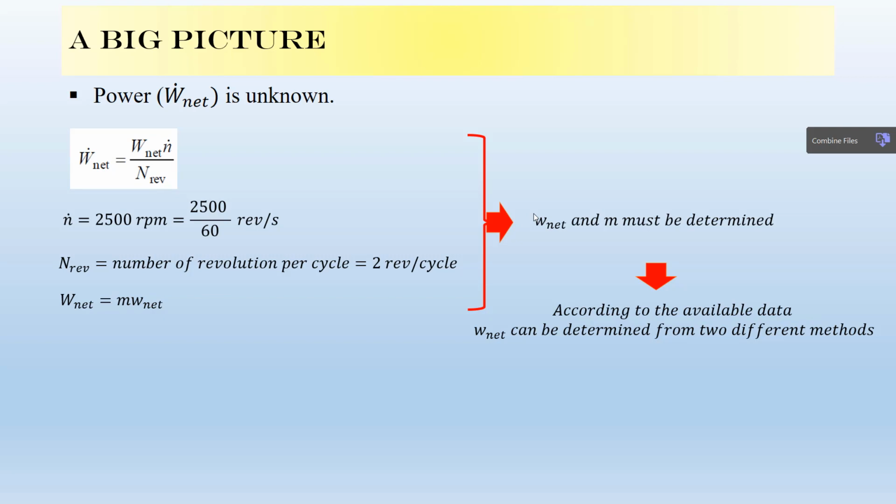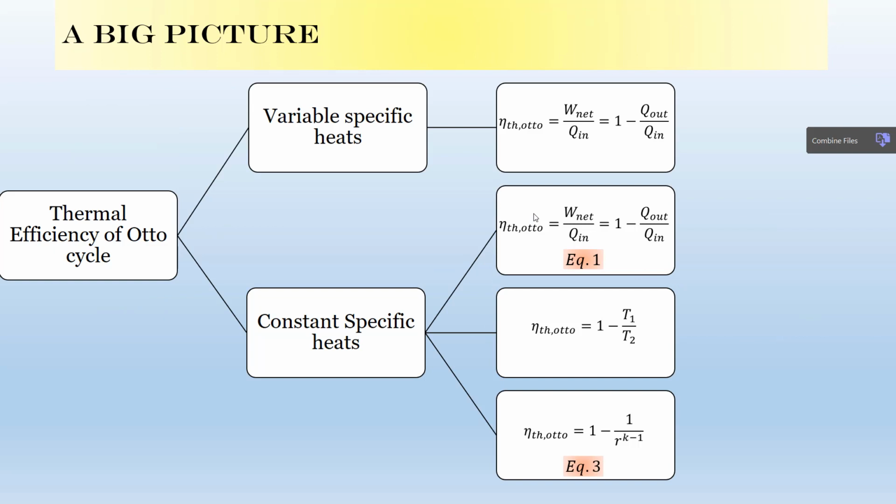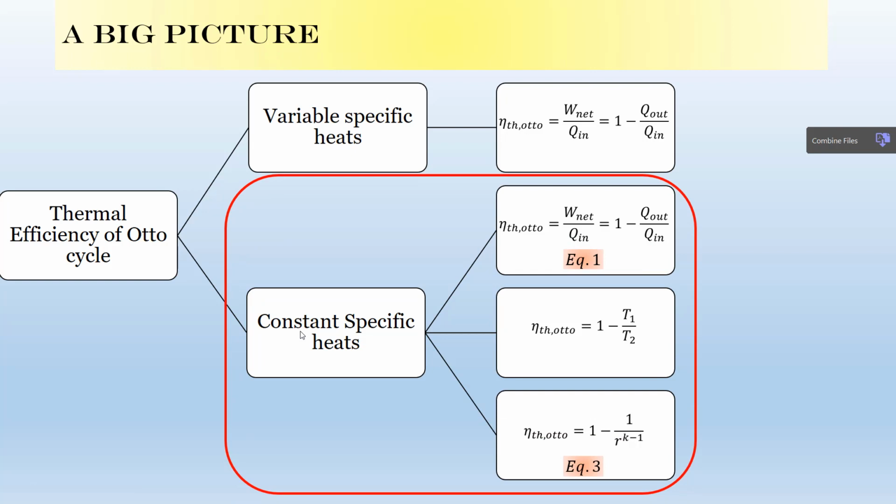let's check the available equations. So here, you can see all equations for the thermal efficiency of Otto cycle that you learned in this chapter. For the variable specific heats and constant specific heats, here you are asked to use the constant specific heats. So you need to pick one of these three equations.